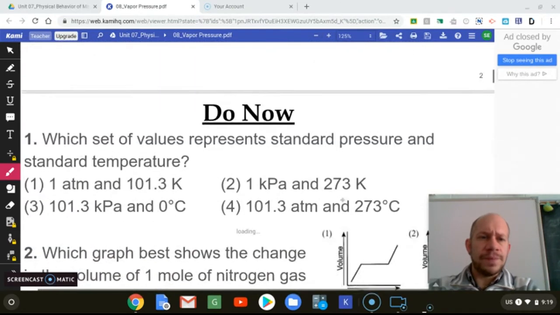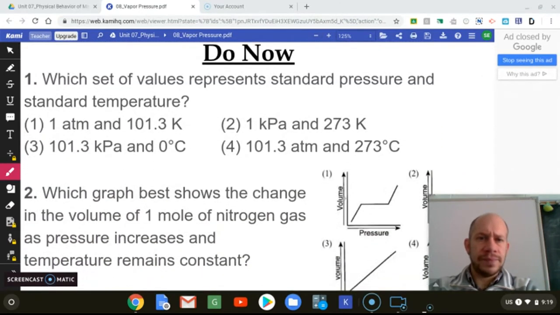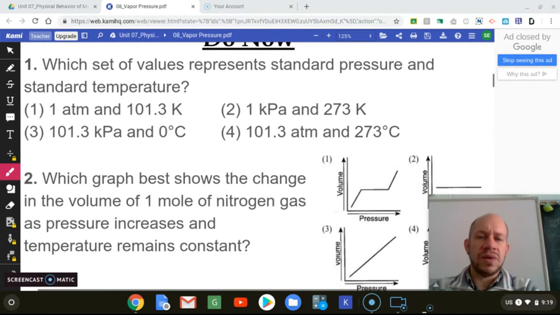So, do now. You can use your notes to find those graphs. Don't give me the excuse that you couldn't see it because my face was covering it up. You have your notes. They should be out.